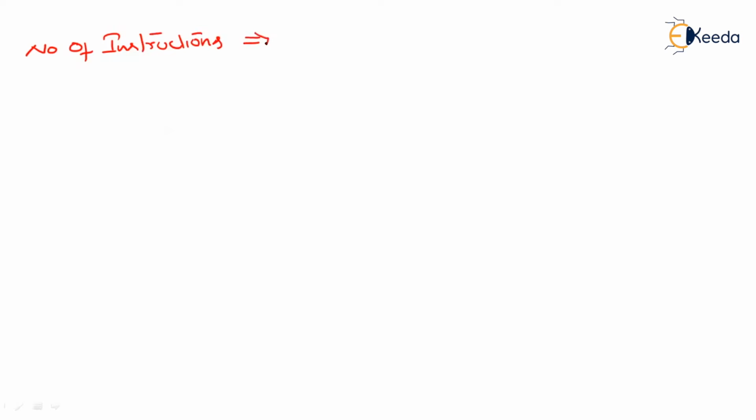Instructions are equal to I1, I2, up to I8. Total number will be I8. But the last 4 instructions will be I9, I10, I11, I12. Collectively, there are a total of 8 instructions that are going to get executed.